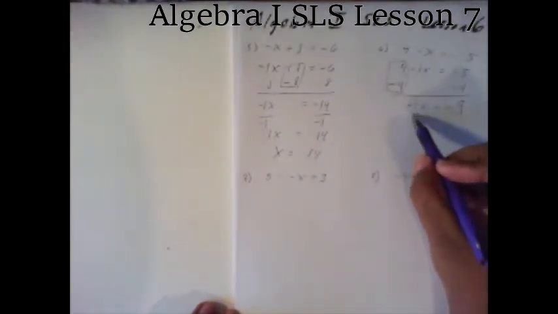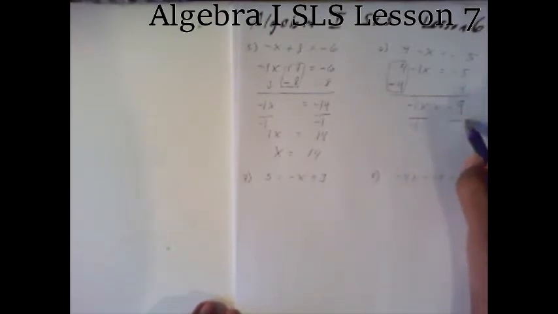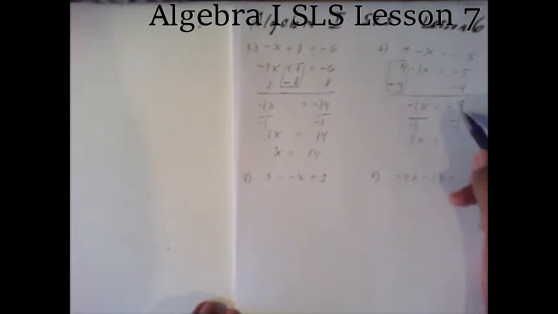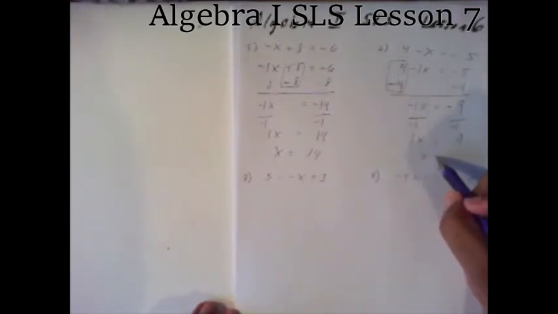Now, finally, to get rid of the multiplying negative 1, we're going to divide by negative 1. What you do to one side, you do to the other. So we'll divide also by negative 1. This will give us 1x. Negative divided by negative is positive, so 1 divided by 1 will be 1. And here, 9 divided by 1 is 9. Here, negative divided by negative is positive, so we end up with x equals positive 9.